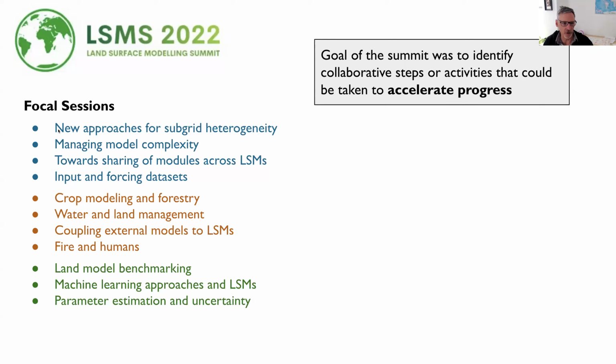These focal sessions included dealing with intense subgrid heterogeneity, managing the growing model complexity, building shareable or modular code so that we could not all be reinventing wheels. This will become particularly important as we start moving towards machine learning-based parameterizations for models. Also issues with maintaining and developing input and forcing data sets, integrating humans into the system, which is a really complex part of the system. Benchmarking, which again is important for machine learning, having good ways to evaluate and validate the models, machine learning approaches, and then parameter estimation and uncertainty.